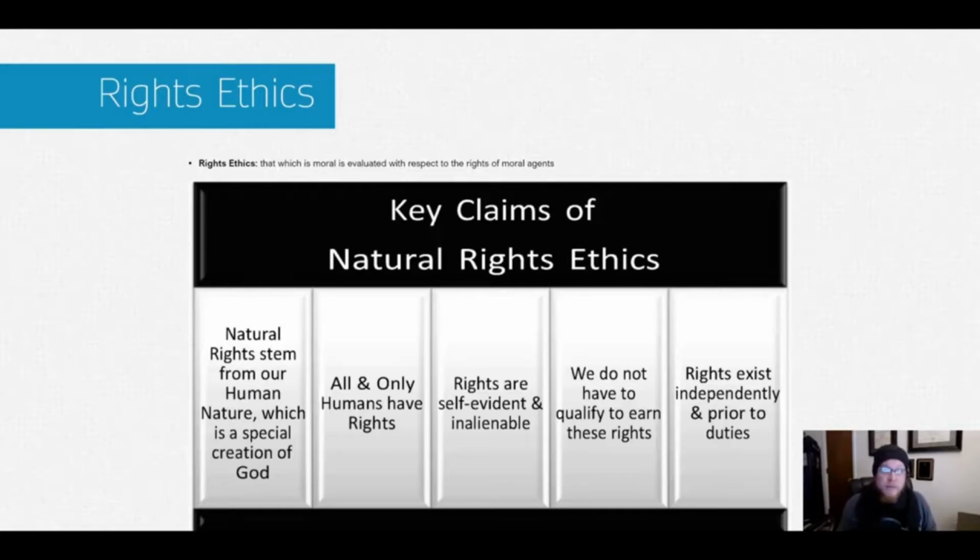Humans have rights. You might be thinking, what about animal rights? Well, at least on this view, it's the view that inanimate objects don't have rights. Like a building does not have a right, or something like that. Also on this view, rights are self-evident and inalienable. That is, they're obvious and they can't be taken away. And you don't have to qualify to earn these rights. These are not rights that you gain. They're inherent. And rights exist independently and prior to duties. So again, you don't have to sign up for them, you've got them anyway.